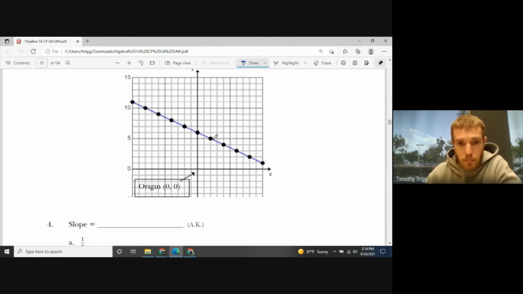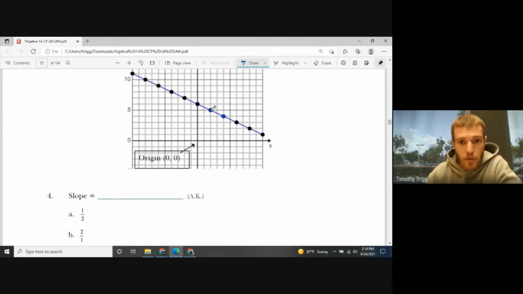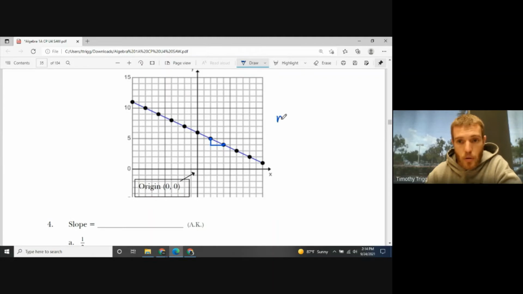So let's just pick 2 points and go ahead and find the slope. Here in this case, I would go down 1, then over 2. So our slope, our m, our rise was actually down 1, and then our run was 2. So this would be down 1 over 2, so negative 1/2.